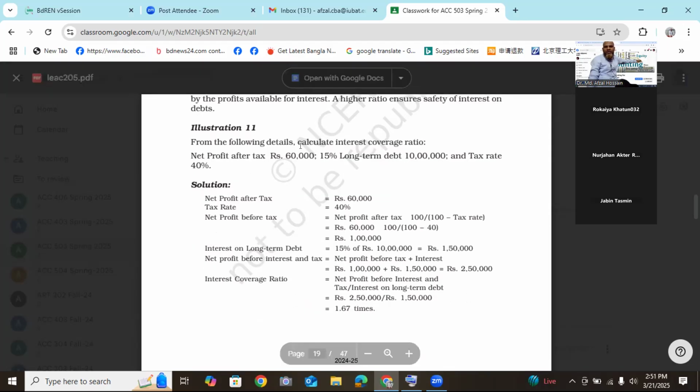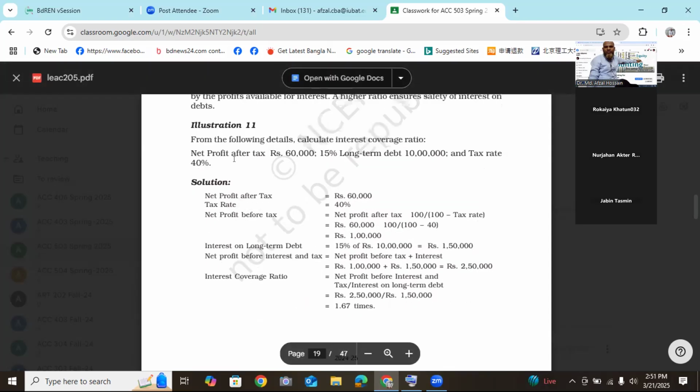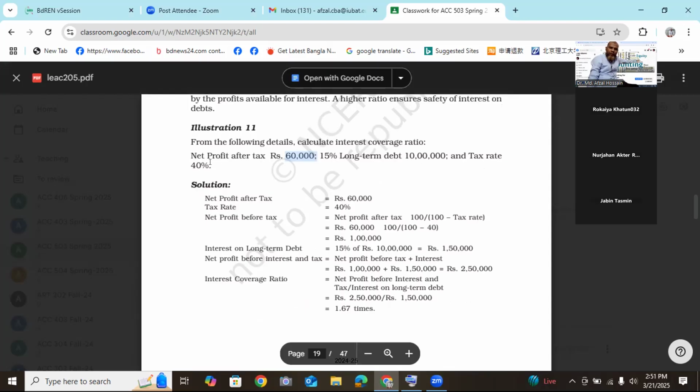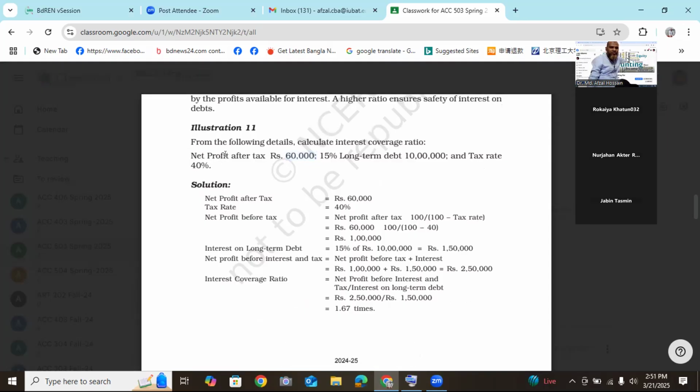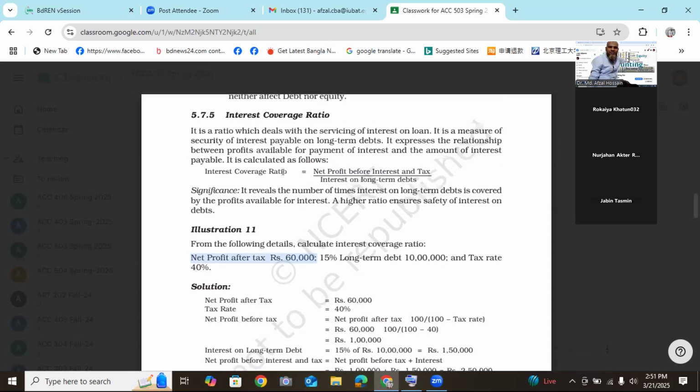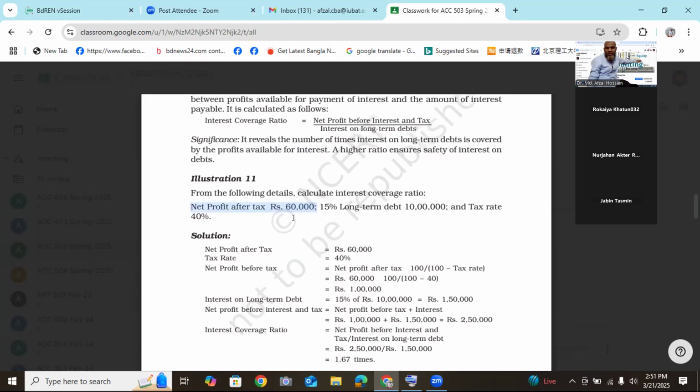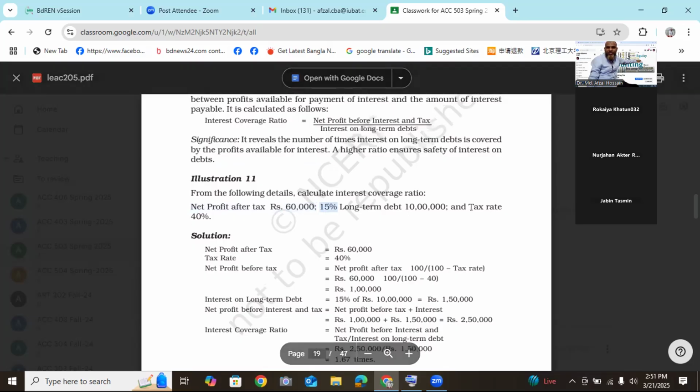From the following details, calculate the interest coverage ratio: net profit after tax 60,000, 15% interest on long-term debt of 10 lakh, and tax rate of 40%. So you have to calculate the interest coverage ratio from this. They have given net profit after tax, and you need net profit before interest and tax, isn't it? They have given the interest rate and also the tax rate. Now you convert it to EBIT.